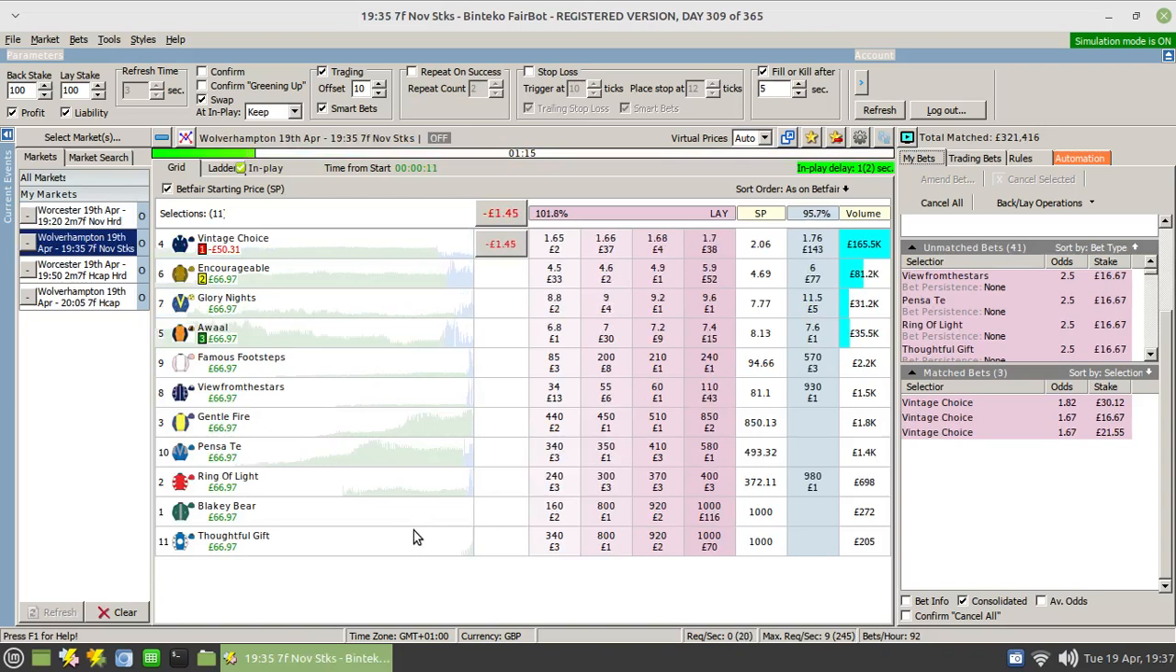Okay, off and running in the 7:35 at Wolverhampton. I've come in early because the odds on the favourite are actually quite short, and I suspect that we won't get much of a profit in this one. It's a novice stakes, I should say, and these frequently have a short price favourite who essentially hogs the market all the way to the finish. So let's sit back and see what happens in this one.